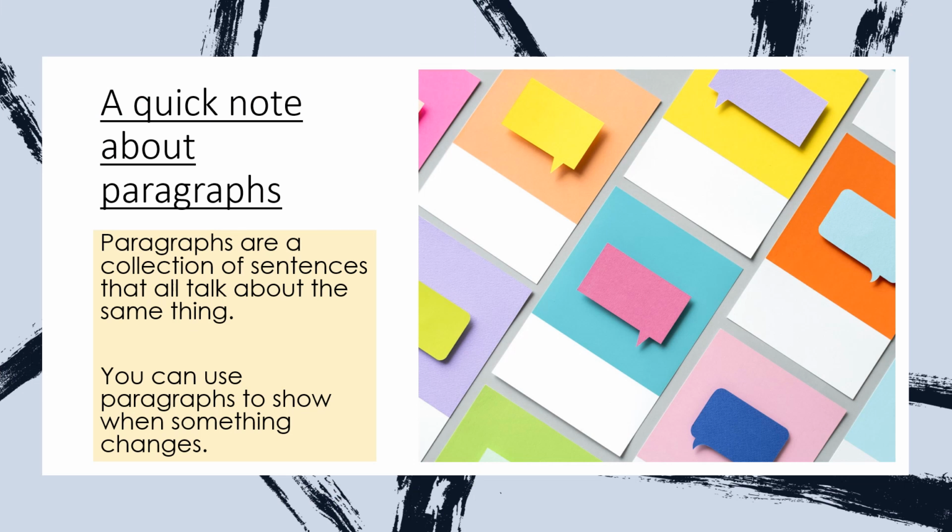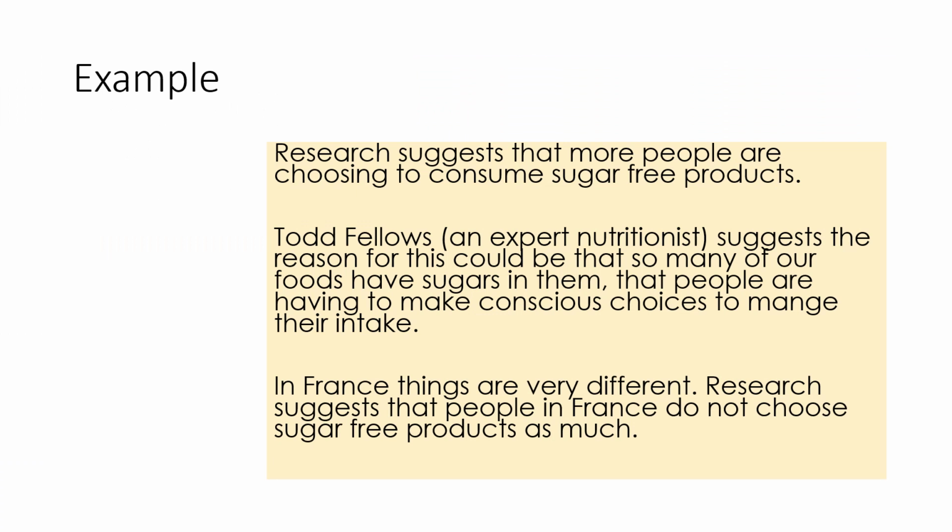Now paragraphs are generally a collection of sentences that all talk about the same thing, and when we want to talk about something else, what we do is we change paragraph. So you tend to have all sentences that are connected, that are building upon a certain idea in one paragraph, just to make a nice, clear, cohesive piece of writing. So an example of this can be seen in the paragraph I've written here.